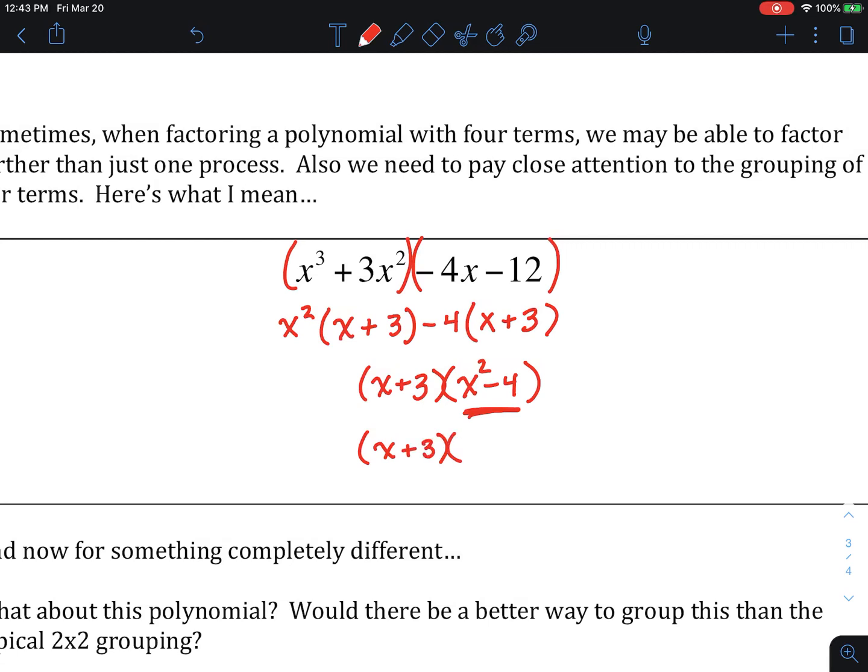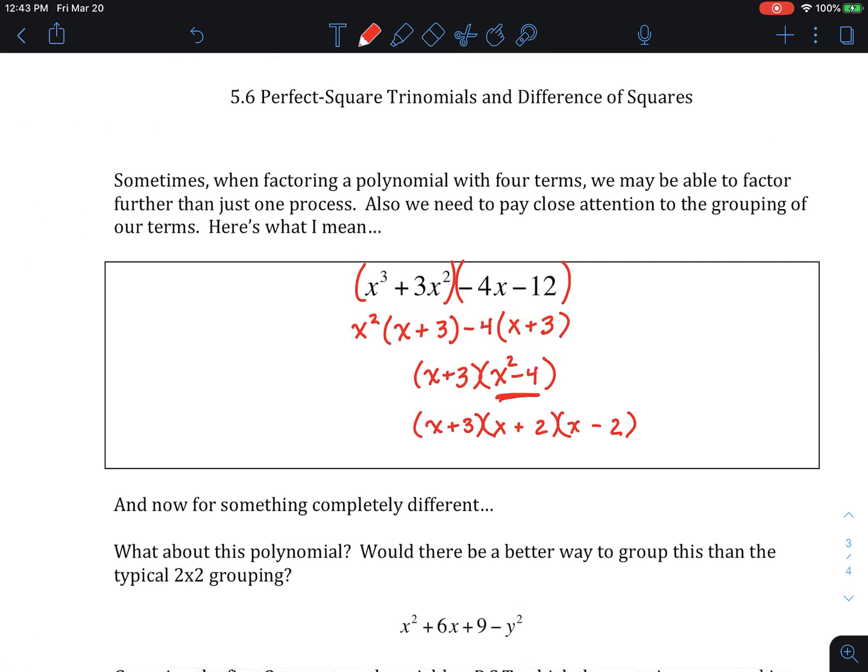All right, the x plus 3 doesn't change. Do you remember how to factor a difference of squares? Yeah, you take the square root. What's being squared for the first term? What's being squared for the second term? And they get opposite signs in between. So x plus 2 times x minus 2, which means this four-term polynomial that we started with in its fully factored form is x plus 3 times x plus 2 times x minus 2.